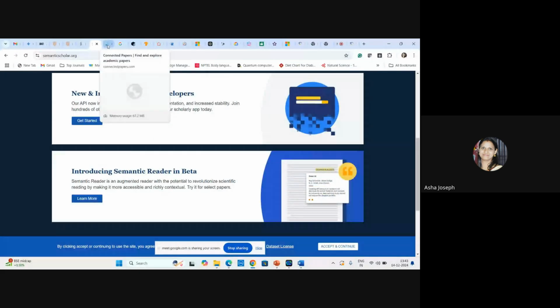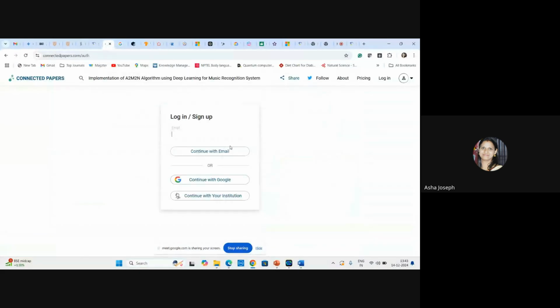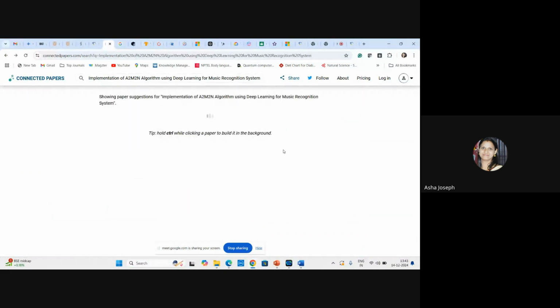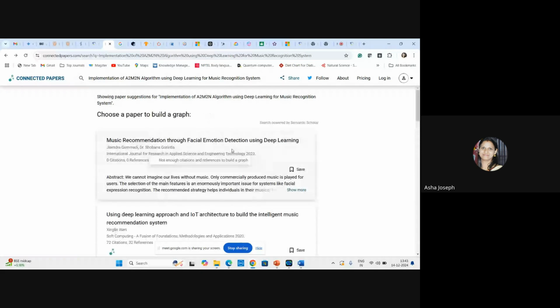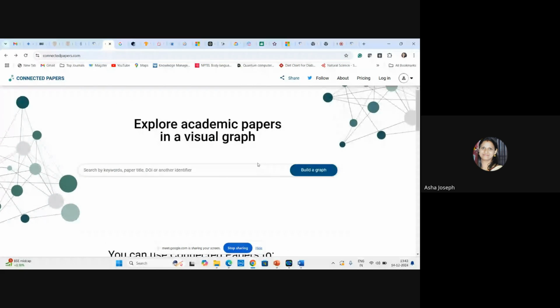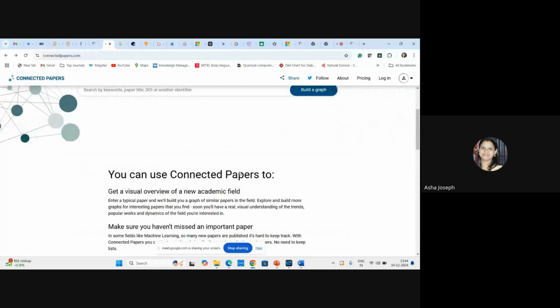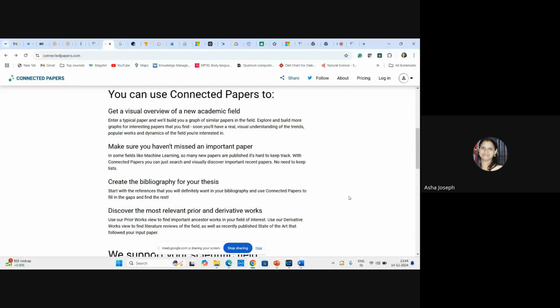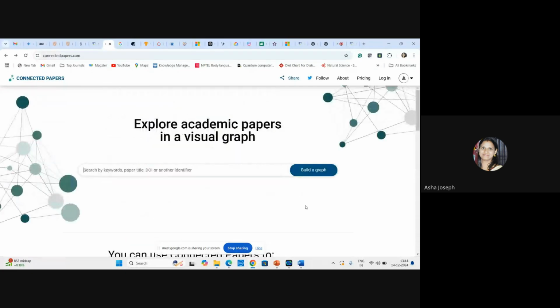And another method I mentioned was Connected Papers. With Connected Papers, you can explore a lot of academic papers in a visual graph. Suppose you have a paper name and want to know what its impact is.